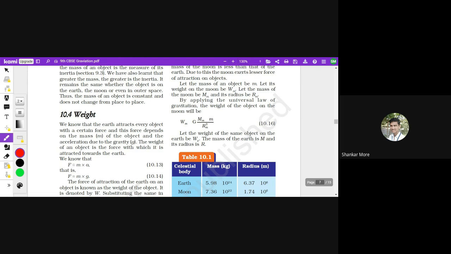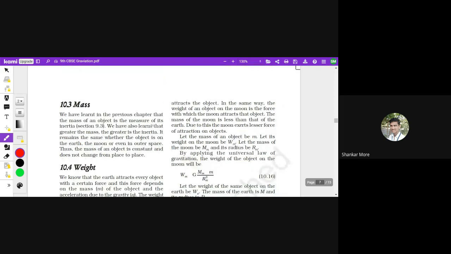Yeah, it will be different, right? That is what we have just learned. Mass is going to be the same, but weight is going to be different on different places. In the same way, the weight of an object on the Moon is the force with which the Moon attracts that object. So our weight will be m into g, but the value of g will not be 9.8. It will be something different.